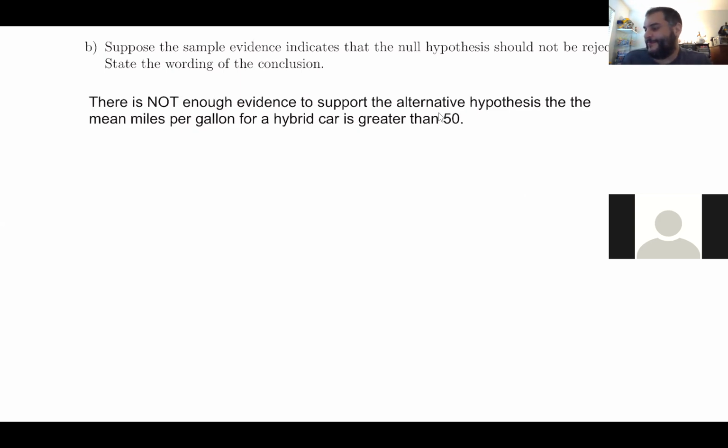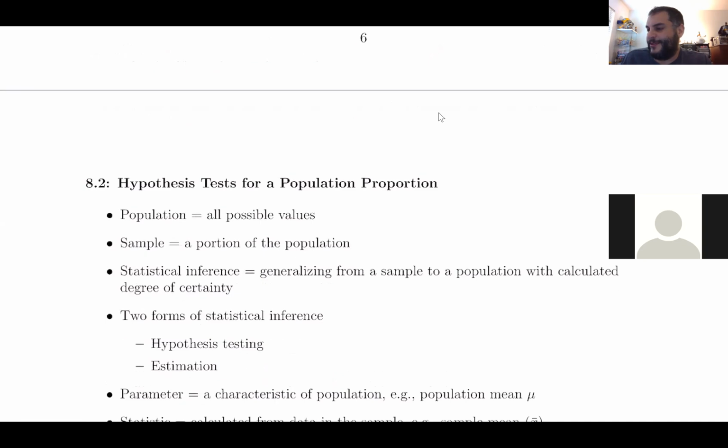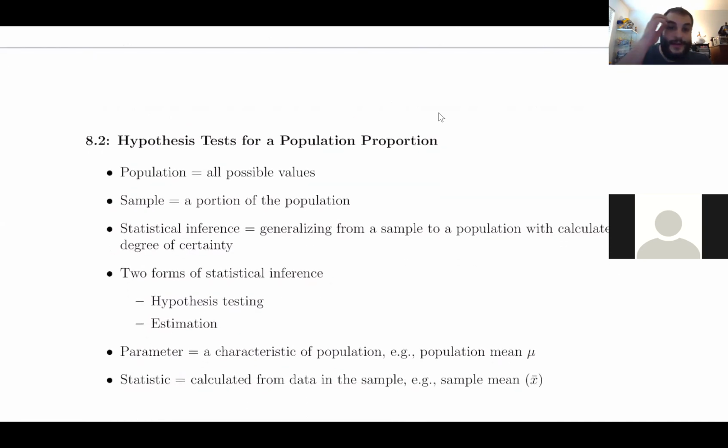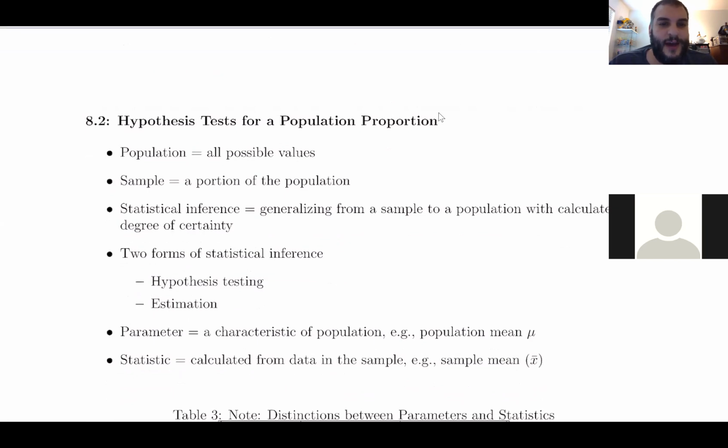All right, so let's go on to 8.2. In 8.2, this is where we're going to start doing hypothesis testing. We're going to do pretty much the whole portion of it. We're going to start with coming up with a null and alternative hypothesis.